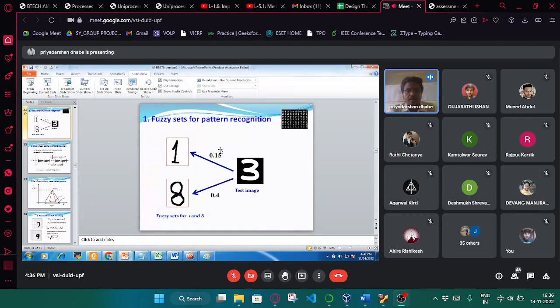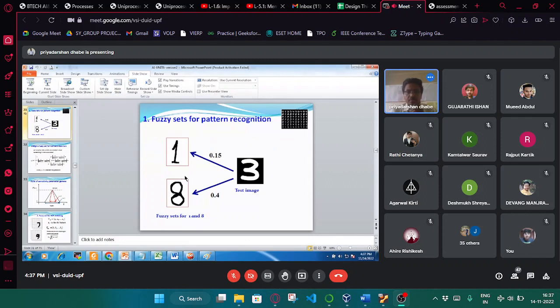And there is an obvious application of fuzzy sets, because many real world patterns never match perfectly. In designing a pattern recognition system, it actually creates a lot of problems. For example, I have created a fuzzy set corresponding to all the characters written by 100 writers, and it is 1. I will create another fuzzy set corresponding to the handwritten character 8. Now suppose I have a test image and I am interested to find out whether the input image or test image is matching more with 1 or 8.